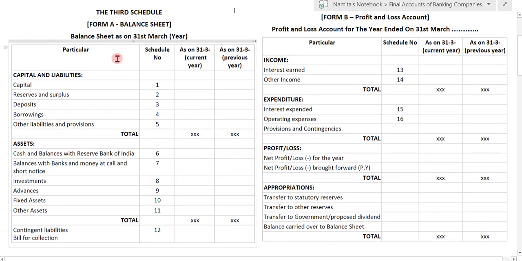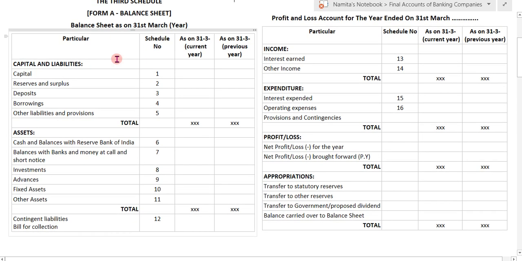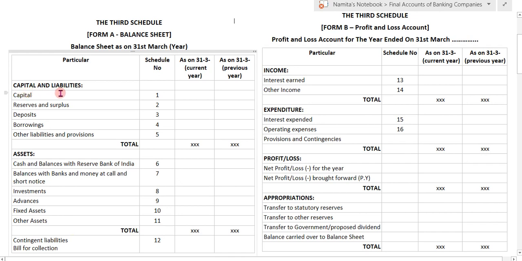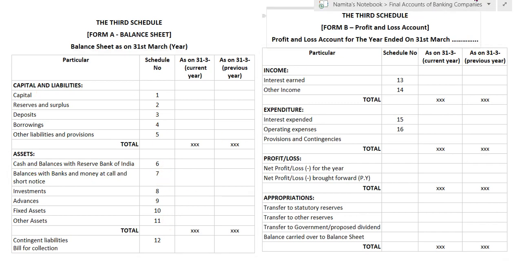Now you see the balance sheet of a banking company is divided into three parts. First is capital and liabilities, second is assets, and third is contingent liabilities, that is the external liabilities of the banking company. In capital and liabilities, there are 5 schedules in total. In assets there are 6 schedules. So first, capital and liabilities. Total 5 schedules deal with the liabilities of the banking company.